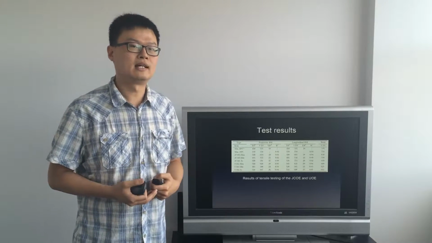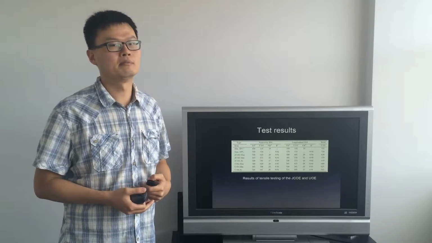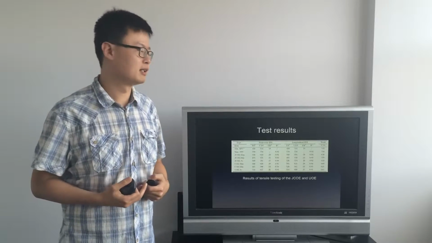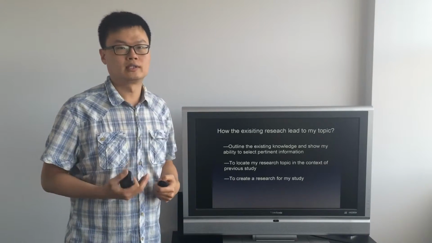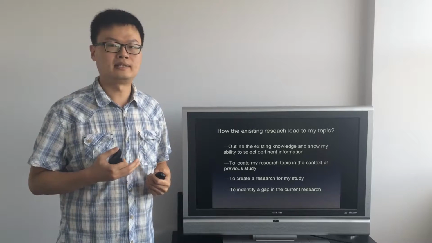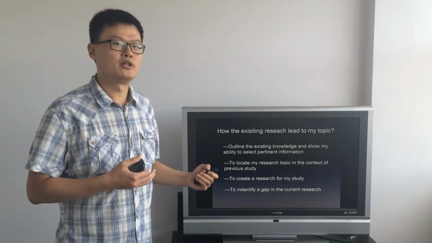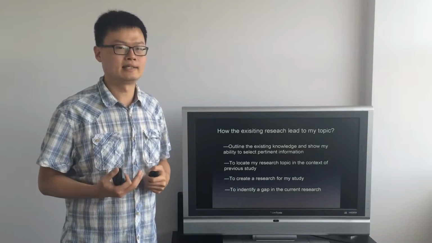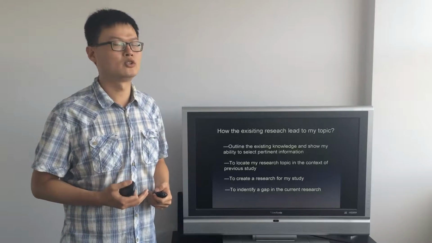There were 39 tensile samples of JCOE and 18 UOE samples. The results of the tensile tests have been illustrated in the table. The previous research could outline the existing technologies and show my ability to select pertinent information, locate my research topic in the context of the previous study, create a research space for my study, and identify a gap in the current research.